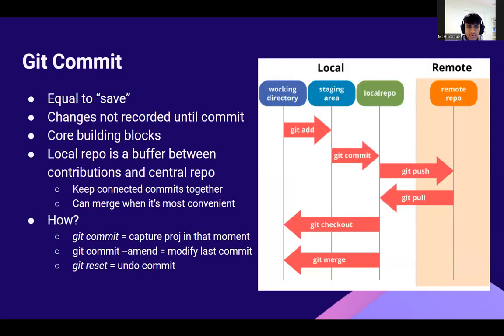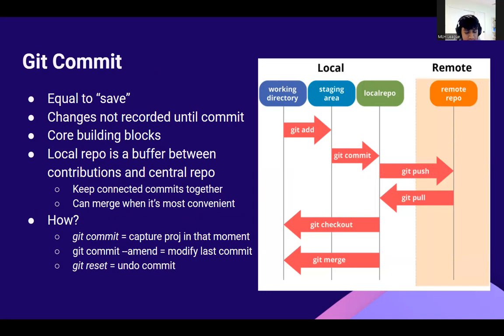So now we're gonna go over git commit. It's equal to save in a sense. Changes are not recorded until you commit. So these are essentially the core building blocks, and a local repository is a buffer between contributions in a central repo or repository. So keep connected commits together, and you can merge when it's the most convenient.